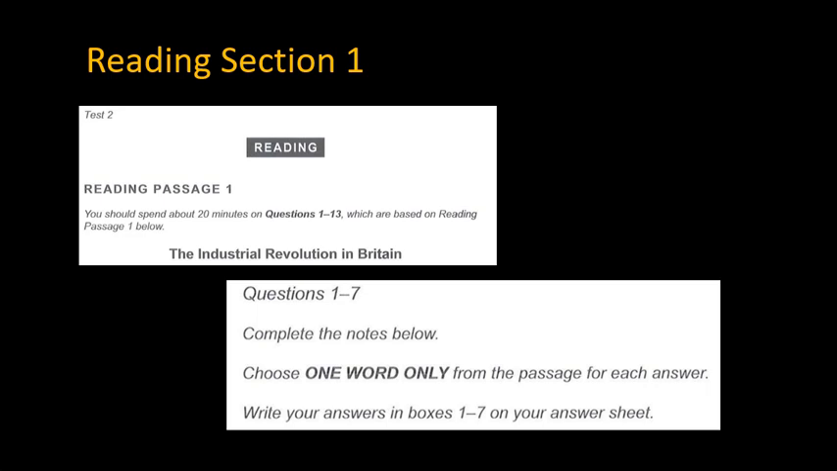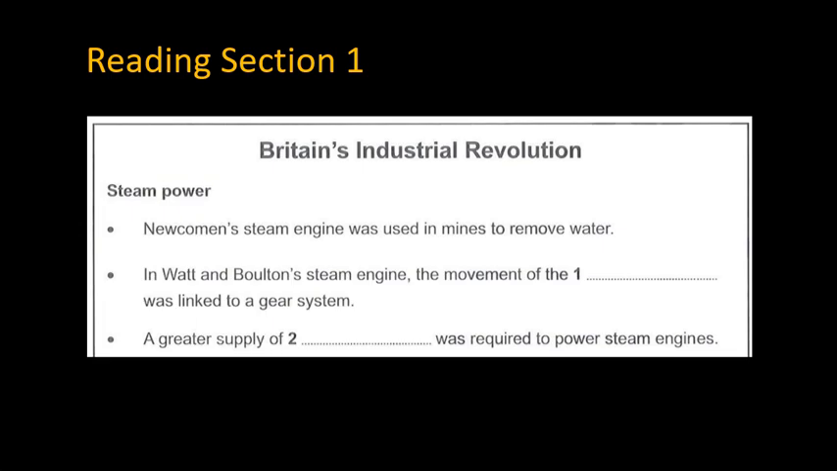You need to complete the notes below, and this is very important, 1 word only from the passage. Okay, so the first part about Britain's Industrial Revolution is about steam power. And there is question 1 there we can see. In Watt and Boulton's steam engine, the movement of the something was linked to a gear system. That's question 1. So I've highlighted the words Watt and Boulton, people's names, and then the word movement, because that's where we're going to find the answer.